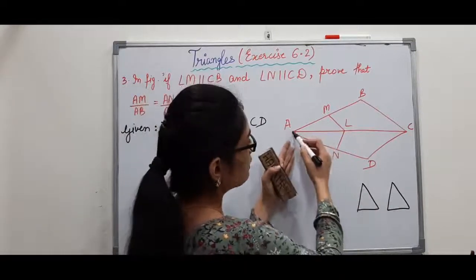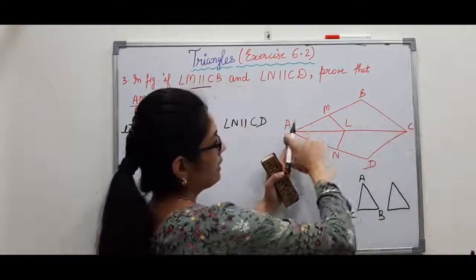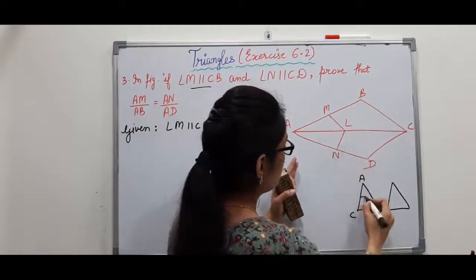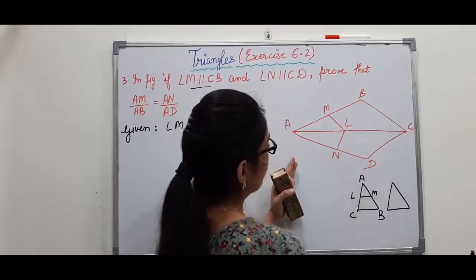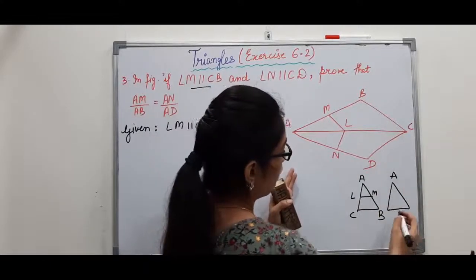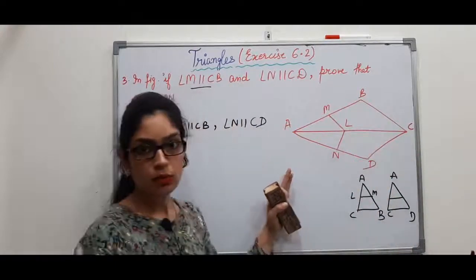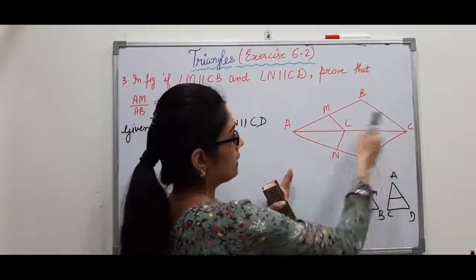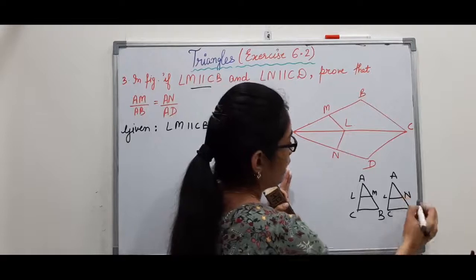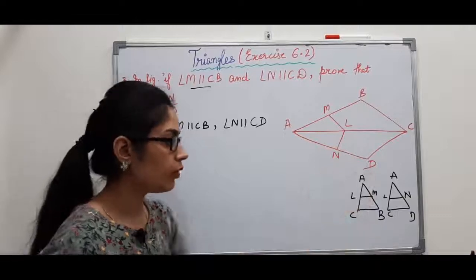So one triangle is ACB. I will write it in this way only, because you can see it is ACB. We won't write ABC. So in ACB, this line is there, LM. Another triangle is ACD. See, these points you have to write very carefully. On AC you have point L, so you will write L on AC, and on AD point N is there. So these two rough triangles I have drawn from this figure.